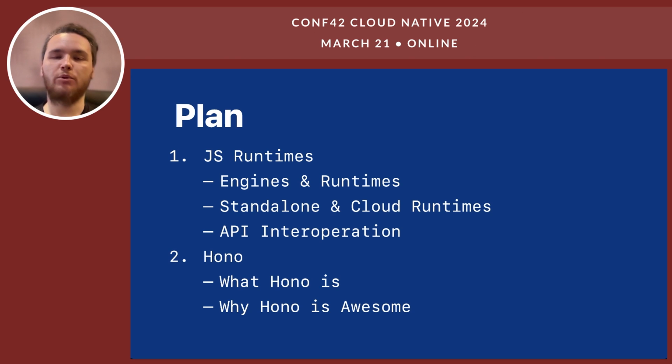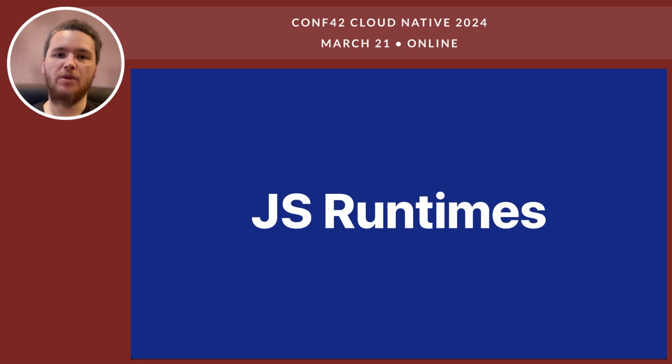So the plan for today will be in two parts. First, we are going to be discussing JS runtimes. We'll understand the differences between a JS engine and runtime. We'll have some examples of standalone and cloud runtimes, and we'll be discussing API interpretation of runtimes in general. Then we'll be switching to Hono. I'll explain to you what Hono is, why it's awesome, and why you should consider building your next project with Hono. So let's begin with JS runtimes.